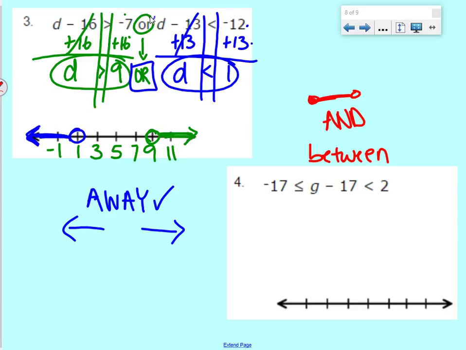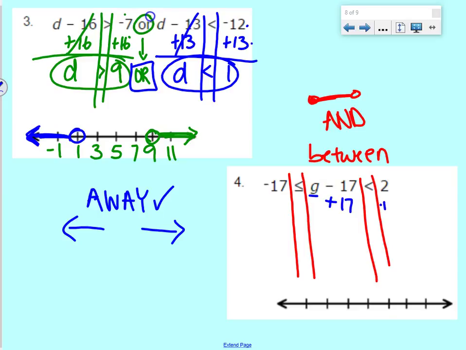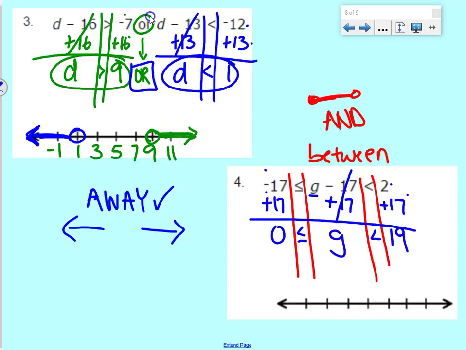All right, so if we are solving this, we want to draw our two sets of railroad tracks. Look in the middle and we see G. We want to undo this minus 17 with a plus 17 on all three sides. Negative 17 plus 17 is 0. Less than or equal to sign comes down. This can cross off, leaving us with G, which is less than 2 plus 17 is 19. So we need 0 and 19 on our number line.